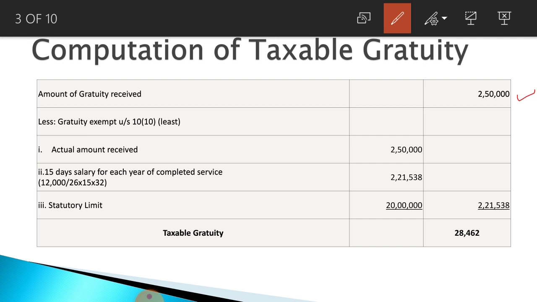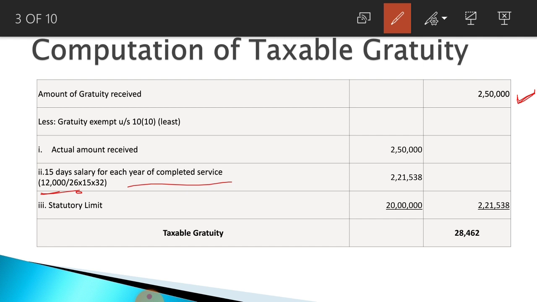From that you have to deduct the gratuity exempt under section 10 subsection 10. Under that, three things, out of that three things, least of the following you have to deduct from actual amount received to calculate taxable gratuity. First thing you have to consider is actual amount of gratuity received, that is 2,50,000, right in the inner column. Second one, 15 days salary for each year of completed service, that is calculated like this: 12,000, that is last month's salary, by 26 into 15, that means 15 days out of 26 working days, multiplied by number of completed years of service in this problem, that is 32.